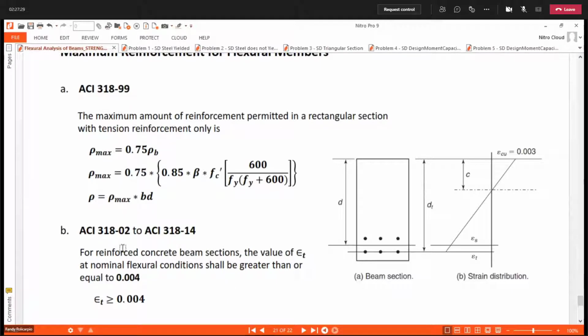The new code, no? That is from 2002 to 2014. So far, kaya nung ginawa ko to, I only have yung 2014 ACI, no? Okay, so the determination of the ductility of the beam, no? We compare our epsilon t to 0.004. If epsilon t is equal or greater than 0.004, your section is said to be ductile. Okay?